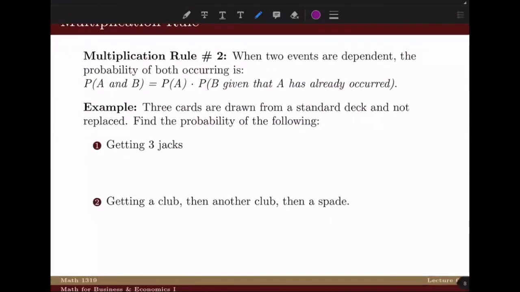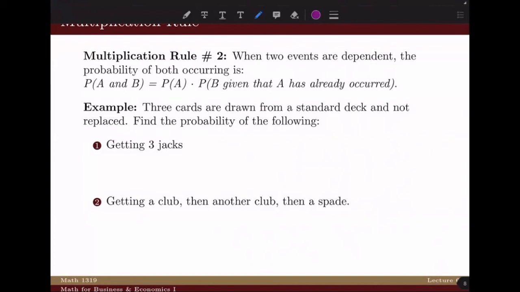The second multiplication rule is when two events are dependent, the probability of both occurring is P of A, the probability of A, multiplied by the probability of B, given that A has already occurred. What that means is kind of like when we were talking about if you draw a card, then the next card is a 1 out of 51 chance. That's what B given A has already occurred means.